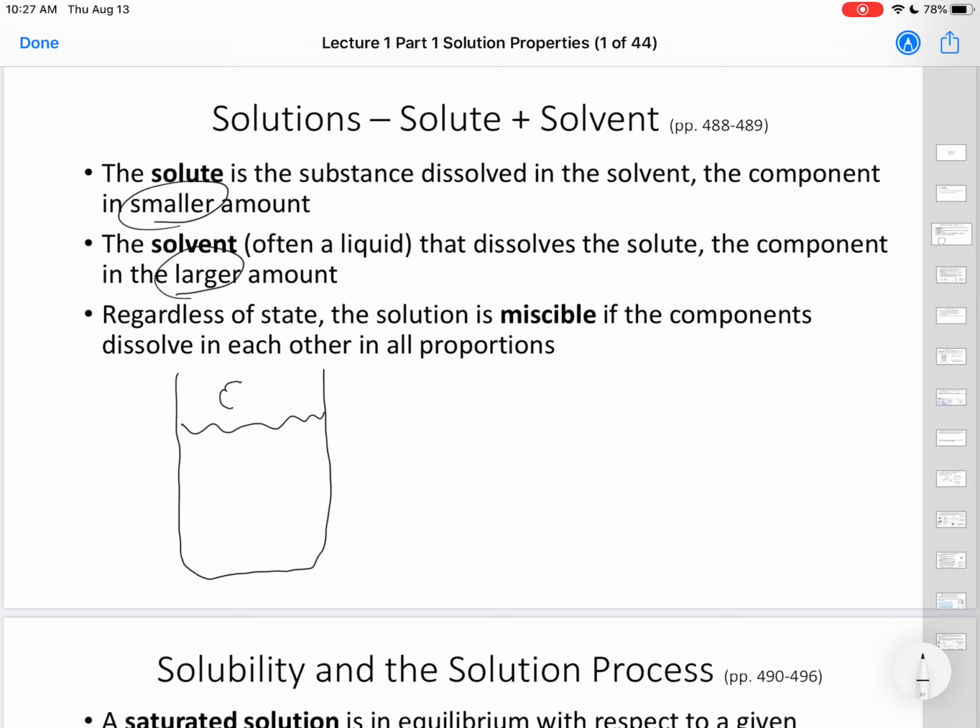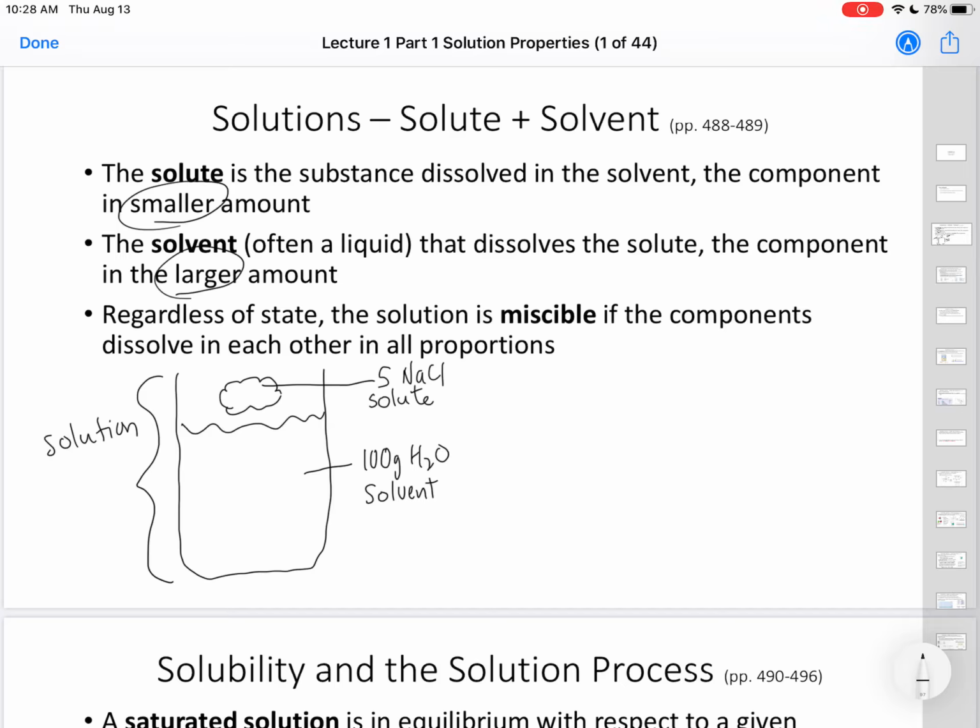Okay, so really if you have a solution, and we like to use water and NaCl because we've all seen water and salts. So let's say you have 100 grams of water and 5 grams of NaCl. Okay, what we call the water is the solvent. It is the larger component. NaCl is your solute. It is the smaller component. And the entire thing, when mixed together, is the solution.